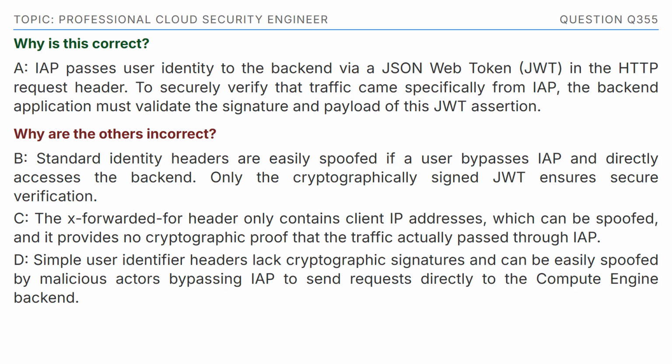B. Standard identity headers are easily spoofed if a user bypasses IAP and directly accesses the backend. Only the cryptographically signed JWT ensures secure verification. C. The X-Forwarded-For header only contains client IP addresses, which can be spoofed, and it provides no cryptographic proof that the traffic actually passed through IAP. D. Simple user identifier headers lack cryptographic signatures and can be easily spoofed by malicious actors bypassing IAP to send requests directly to the Compute Engine backend.